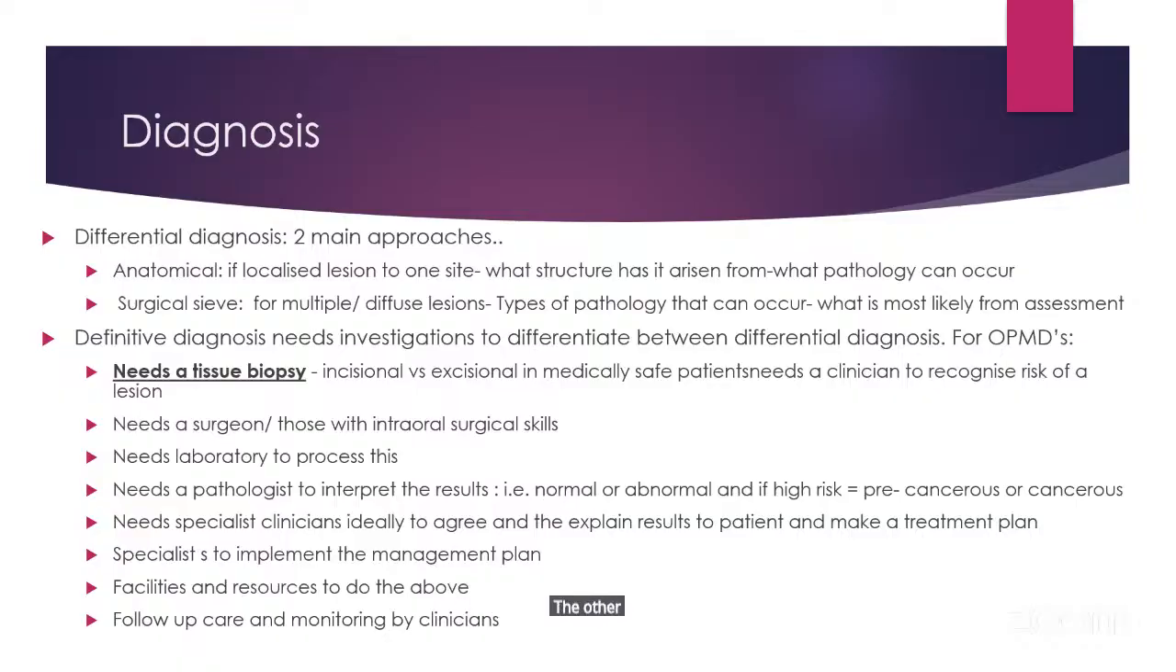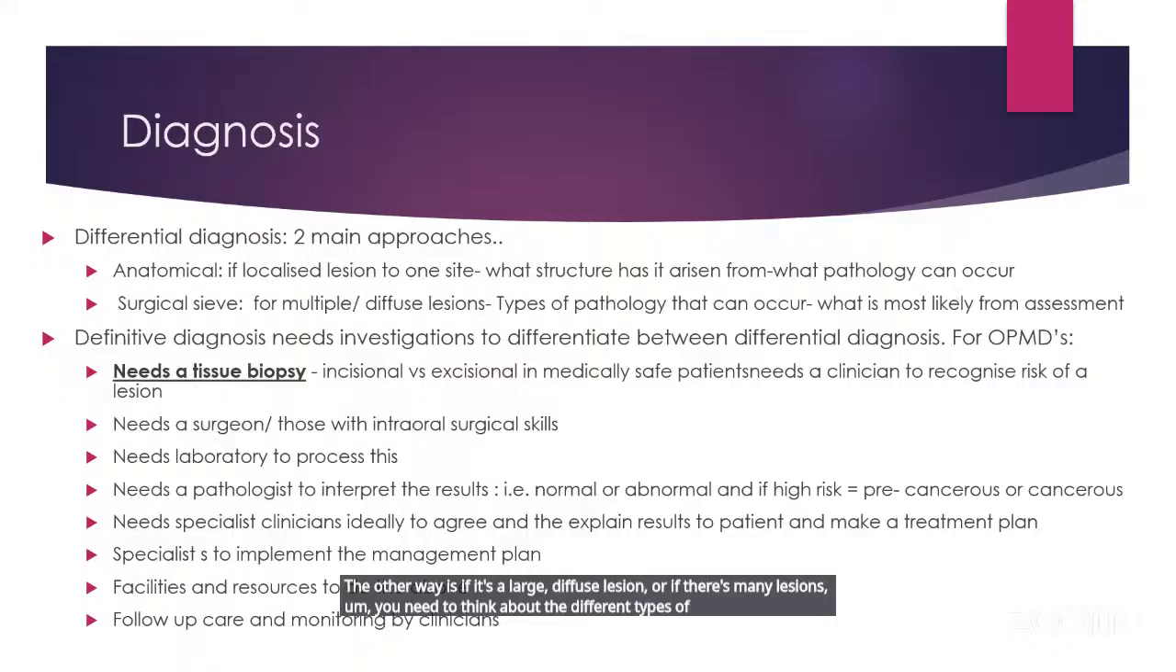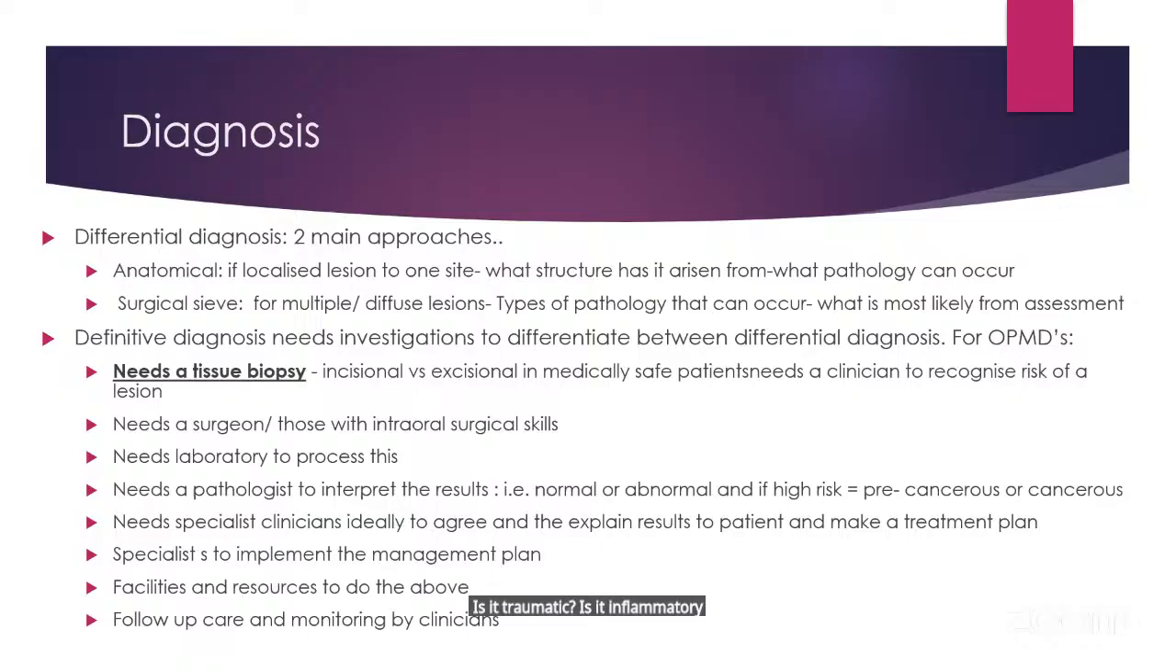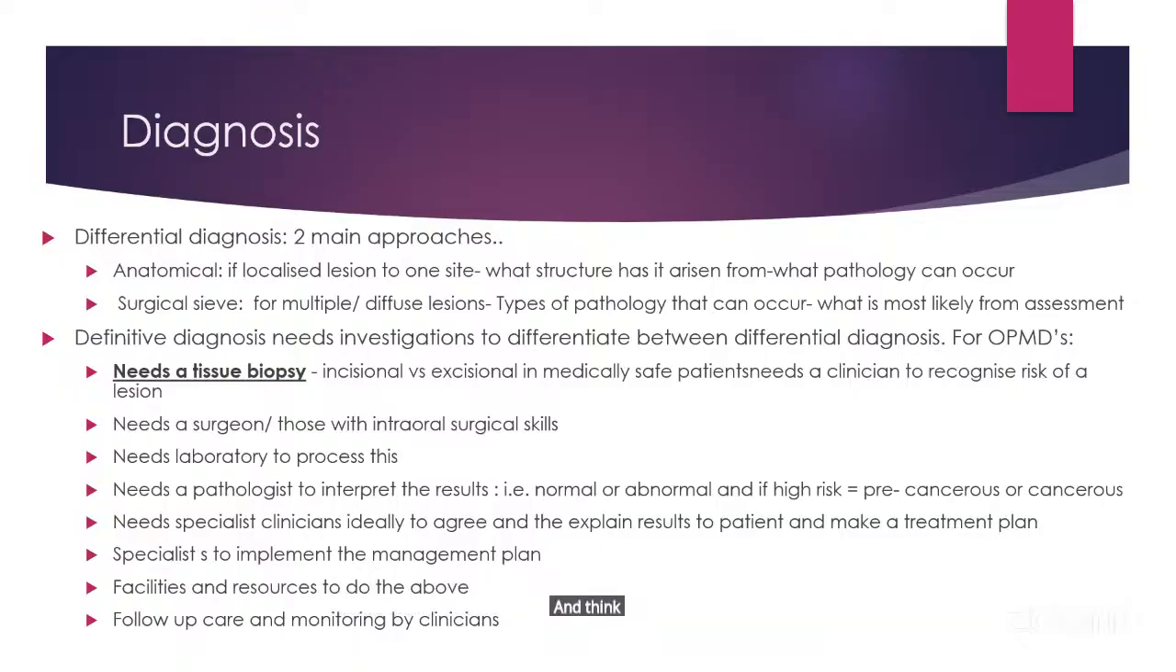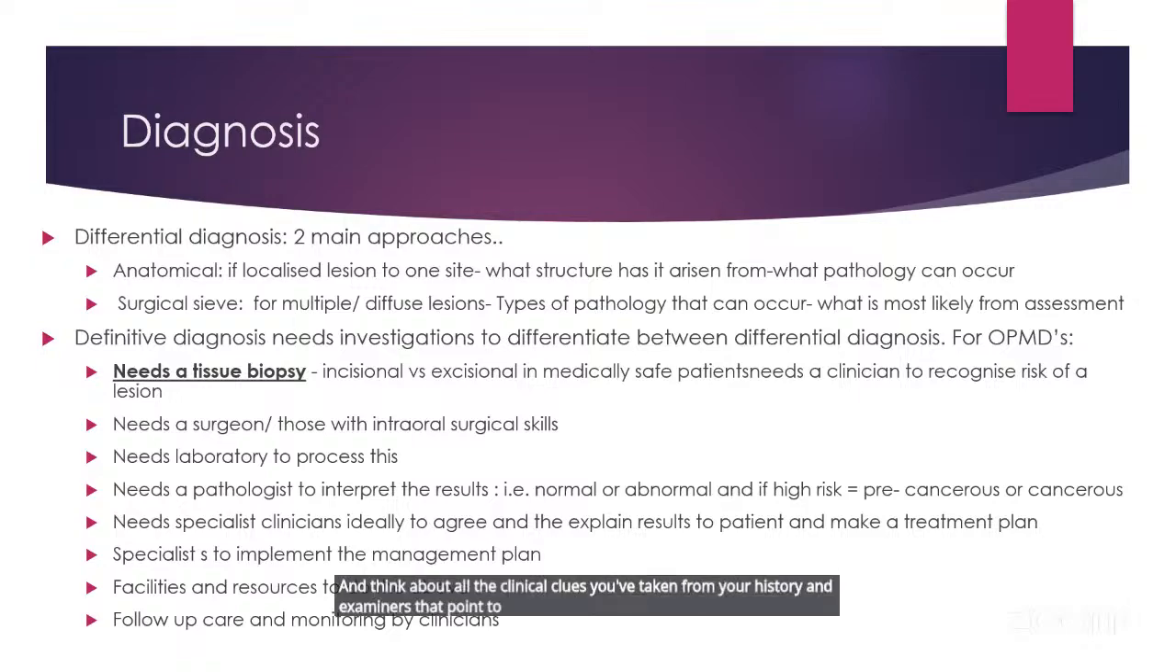The other way is if it's a large diffuse lesion, or if there's many lesions, you need to think about the different types of pathology that can occur. Is it traumatic? Is it inflammatory? Is it a tumor, a neoplastic process or a malignant process? Is it an infection? And think about all the clinical clues you've taken from your history and examination that point to one or other.